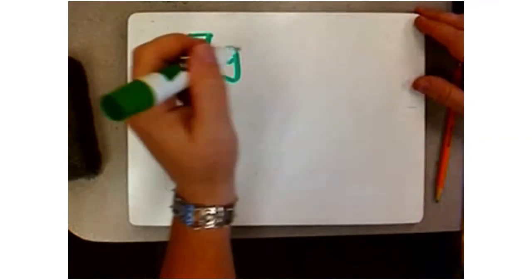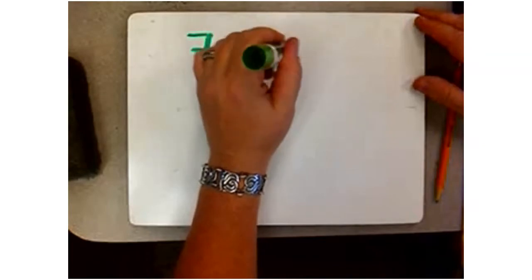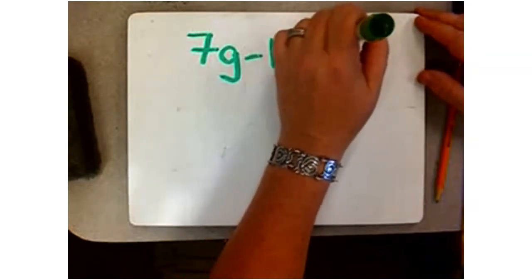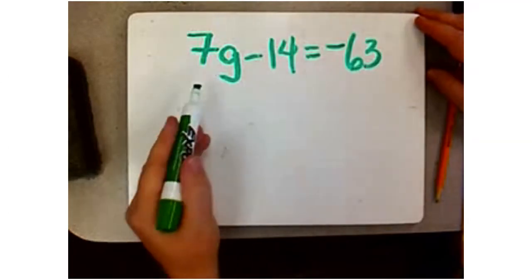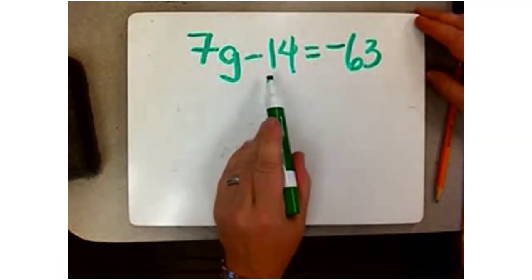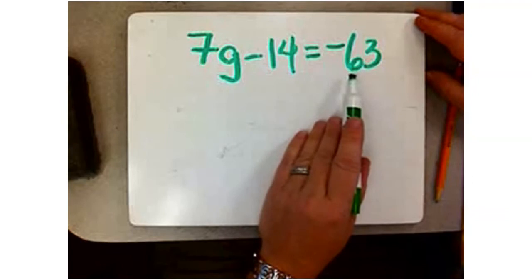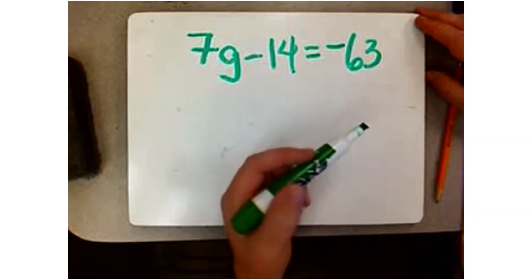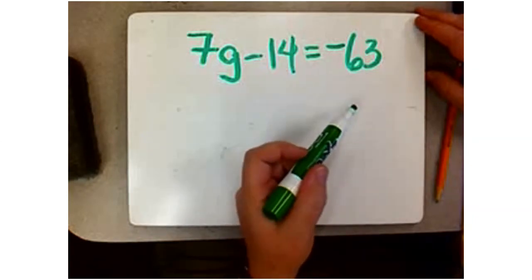7g minus 14 equals negative 63. 7g minus 14 equals negative 63. I'll pause the video and pick it up back in about 5 to 10 seconds and show you the answer. So go ahead and pause it.